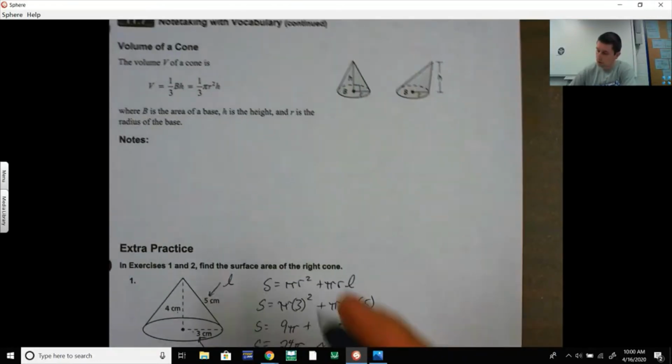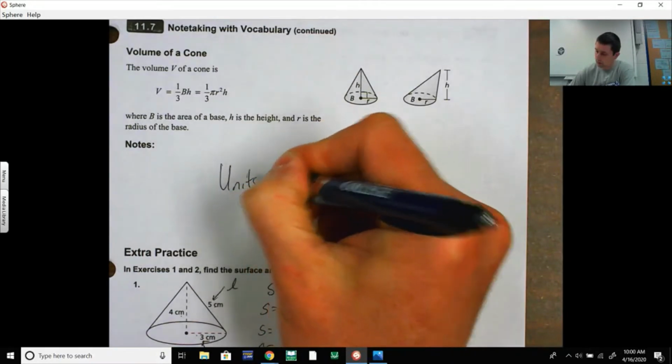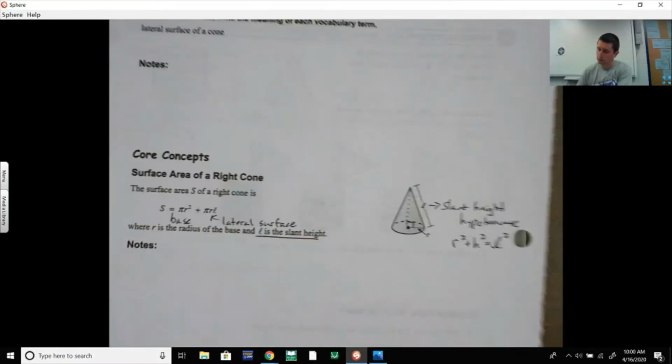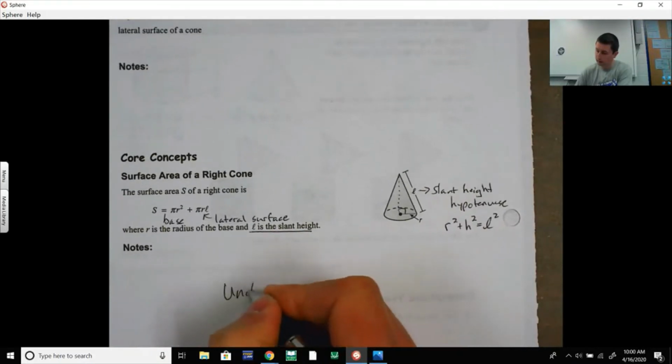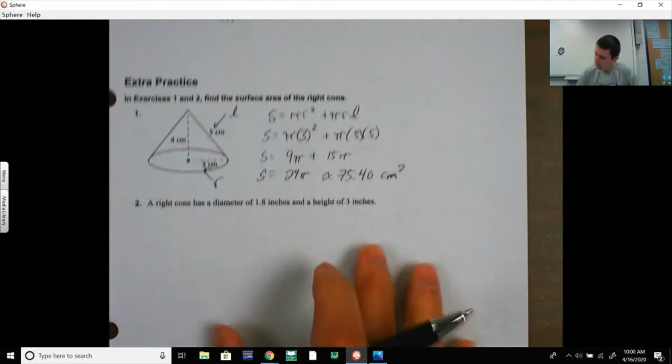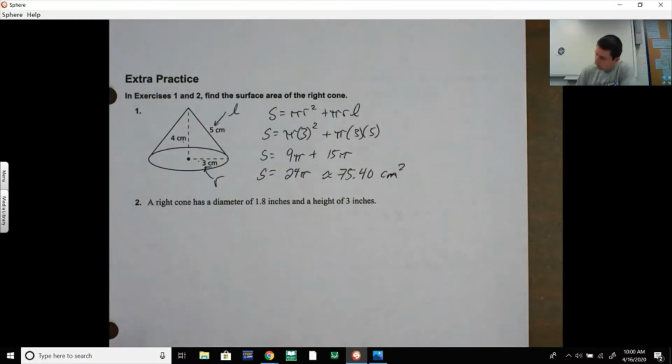Okay. Volume, your units are cubed. It's units cubed. Okay. For your surface area, it's an area, so it's units squared. It's square units. A right cone has a diameter of 1.8 inches.